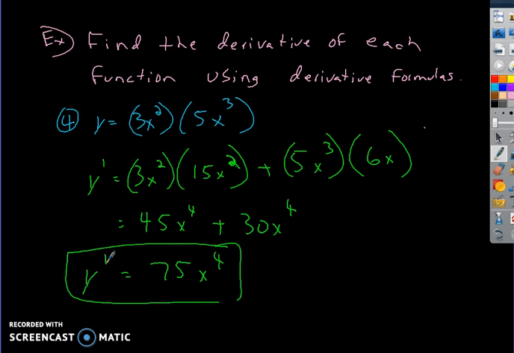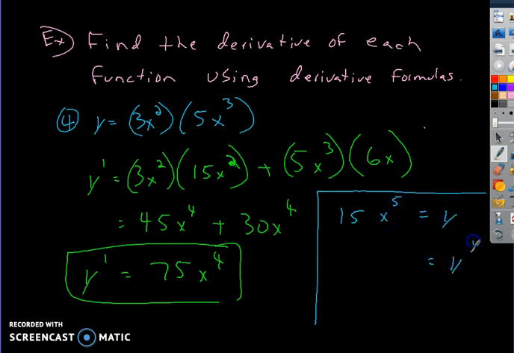You might could have noticed that we could have multiplied these together first. And if we had multiplied those together first, you would have had a simpler problem. So if you multiply together first, it would have been 3 times 5, which is 15. And then x squared times x to the third is x to the fifth. So that's equal to y.